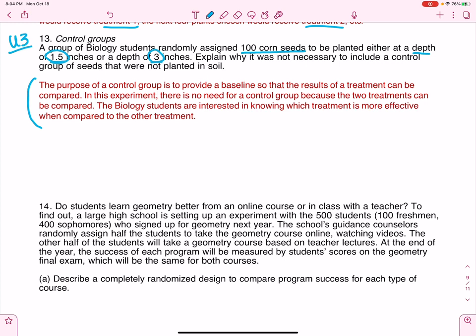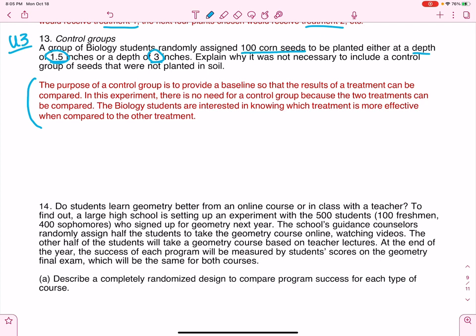Now, the only way I would have a control group here, let's say I have a farmer who has been planting his corn seed at 4 inches for the better part of his life. It's been pretty consistent. He plants them at 4 inches, but lately his crops have not done very well. So the 4-inch depth could be his control. The farmer could use that as a baseline and have a control group of 4 inches and then another group of 1.5 and another group of 3 to compare everything to his control.